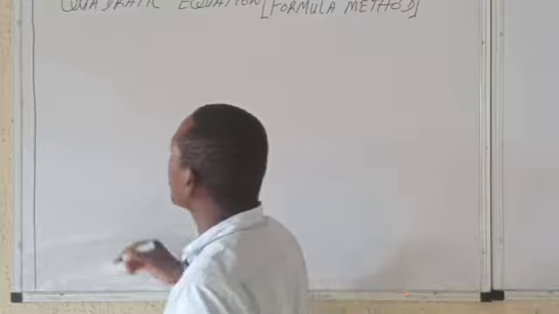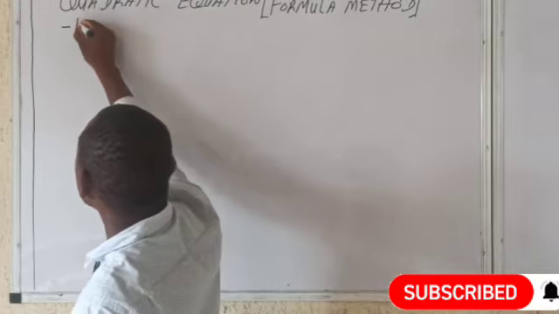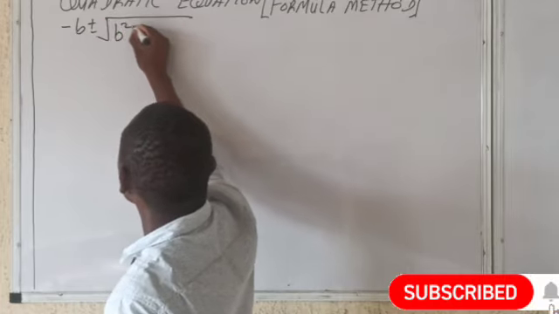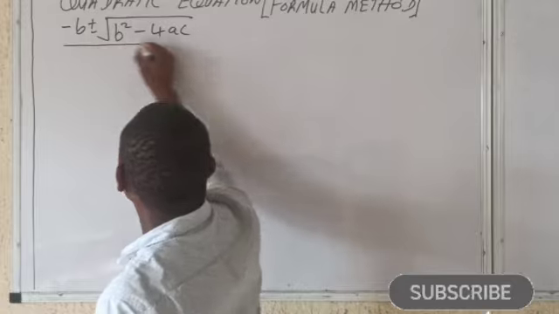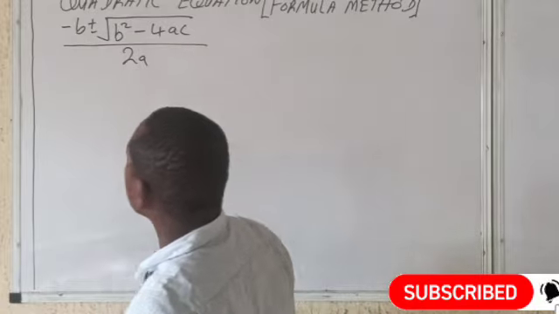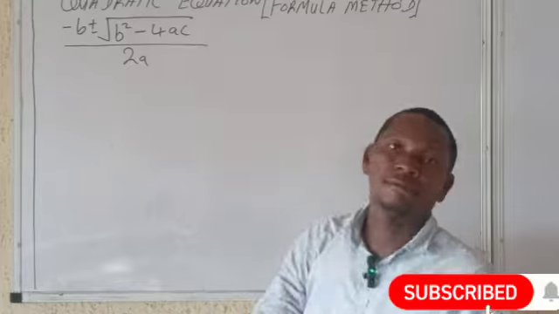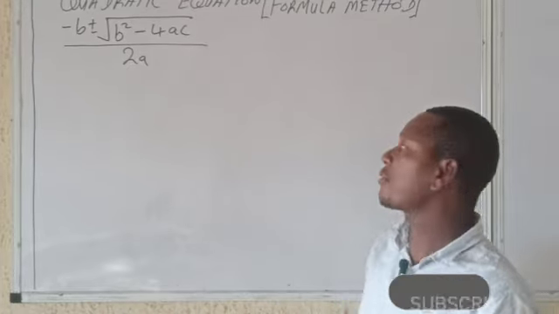Now, the formula you need to solve this is just minus b plus or minus the square root of b squared minus 4ac, all over 2a. So, for the formula method, once you know this formula, that's all you need to know. Just apply it and you get your answer. So let's take the first question.